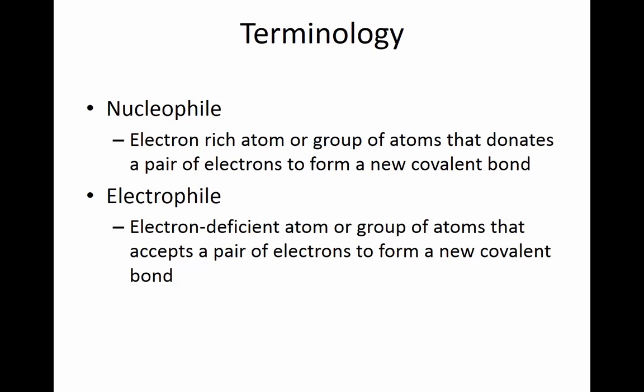Okay, so what's going on here? There's a donation and there's an acceptance of electrons. So what do we have? Well, we have a nucleophile, and a nucleophile is an electron-rich atom or group of atoms that donates a pair of electrons to form a new covalent bond. And we also have an electrophile. An electrophile is an electron-deficient atom, or group of atoms again, that accepts a pair of electrons to form a new covalent bond there.